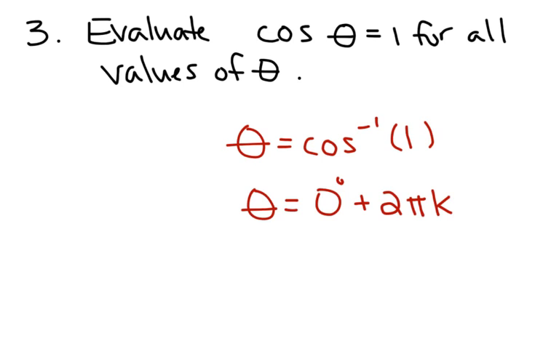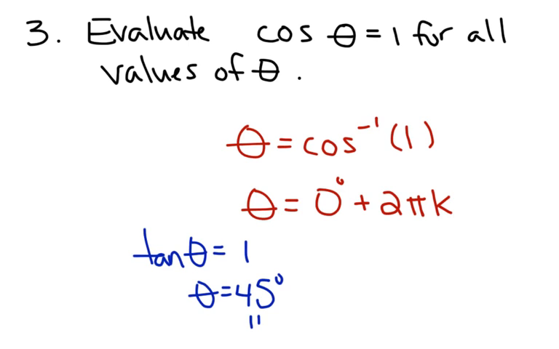Tangent, however, repeats every 1 pi. So if this were a tangent problem, for example, if I said the tangent of theta is equal to 1, theta would be 45 degrees, or pi over 4, depending on whether we wanted the answer in radians or degrees. And then you would just tack on a plus pi k, because the period is only 1 pi k.